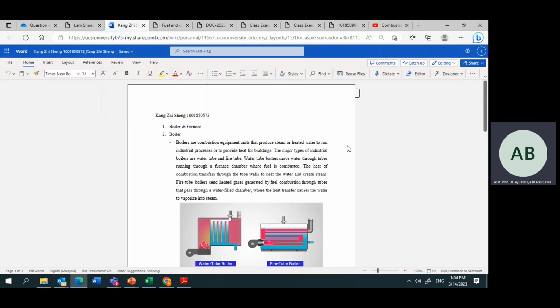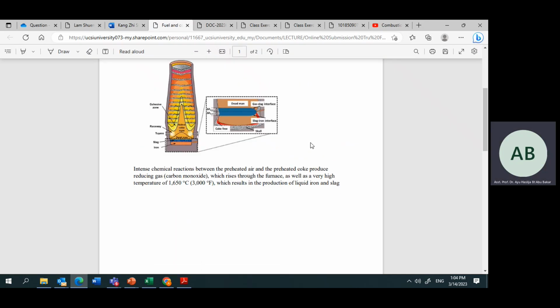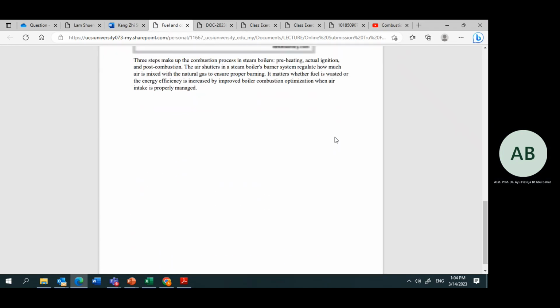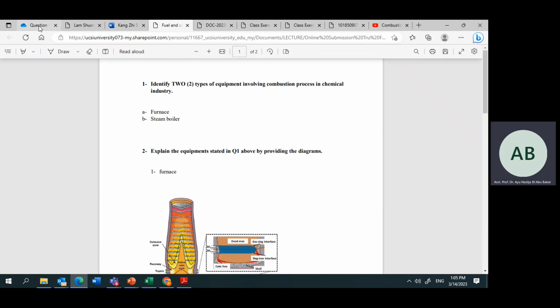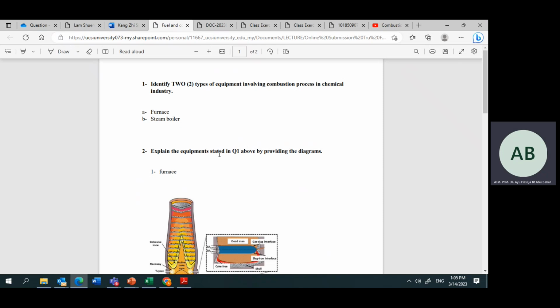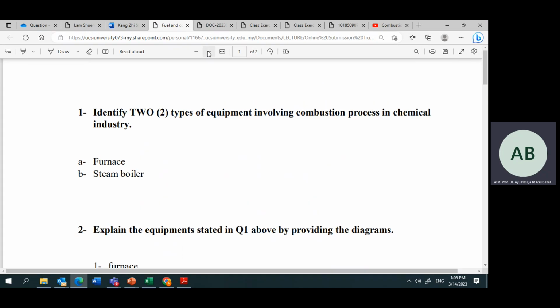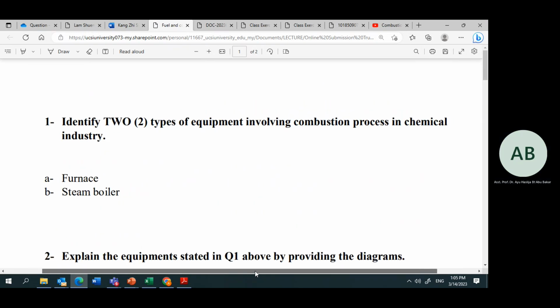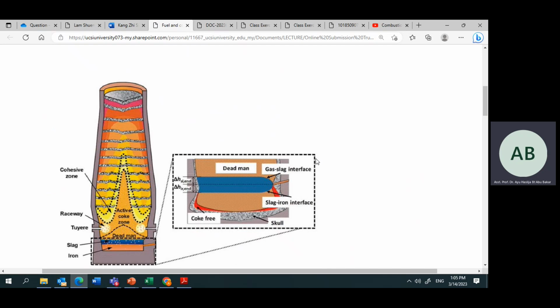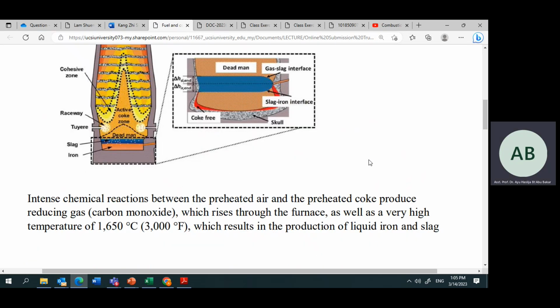Now let's move to the next student. Is he here or not? Not here. Which one is this? Anyone? No name. Wait, let me see. Abdul Karim. Okay, can you please discuss a bit? Two types of equipment involving combustion: furnace and steam boiler. Okay, furnace. What do you understand from this diagram?